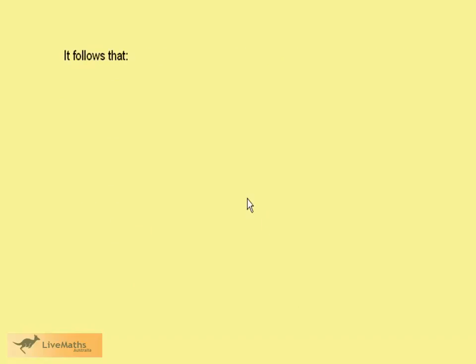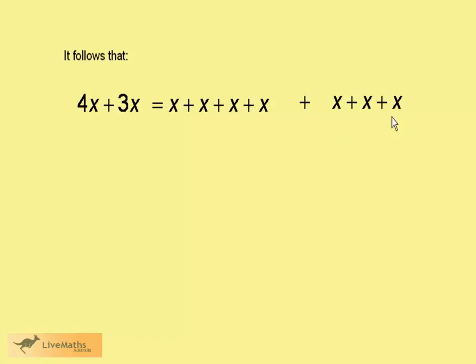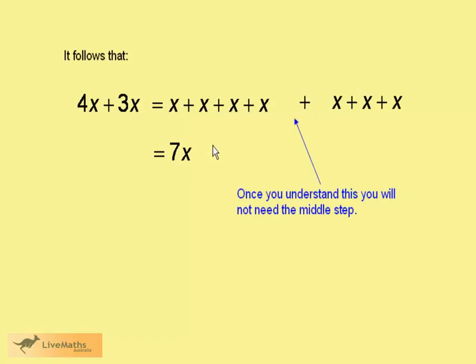It follows from this that if we were to do 4x plus 3x, this would be x plus x plus x plus x, which is the 4x, added to x plus x plus x, which is the 3x. If you look at this, we have 7 x's in a row, so it follows that this is 7x. Once you understand this, you won't need to write down this middle step. You'll just be able to write 4x plus 3x immediately as 7x.